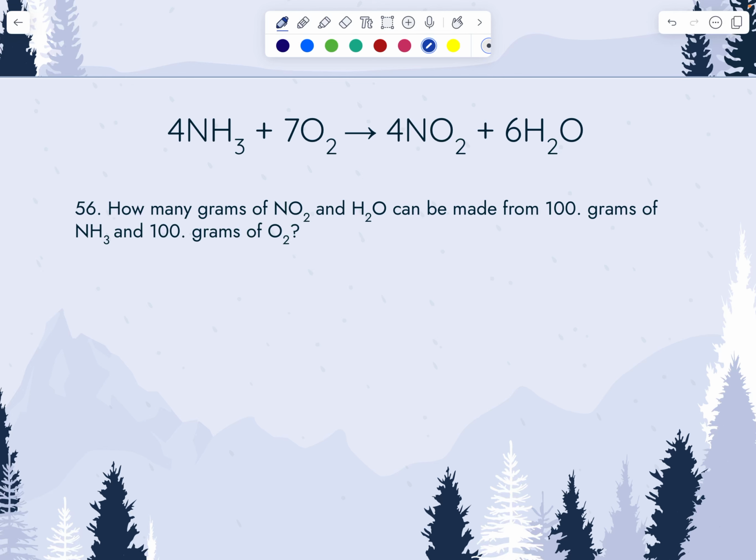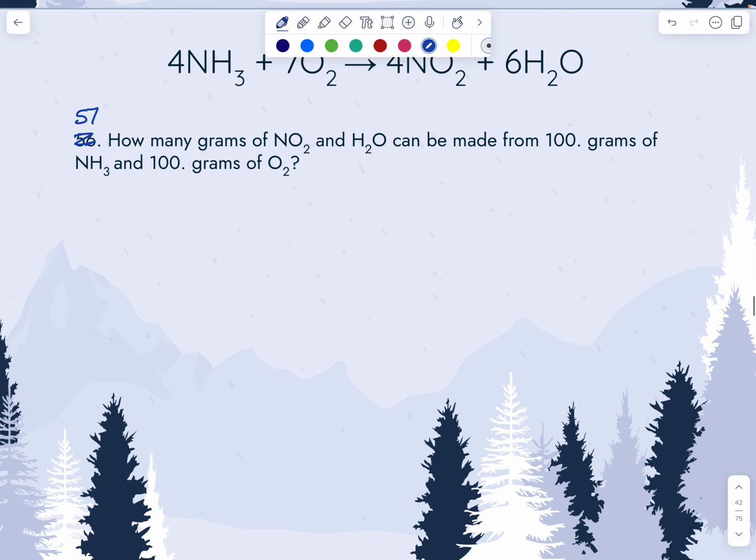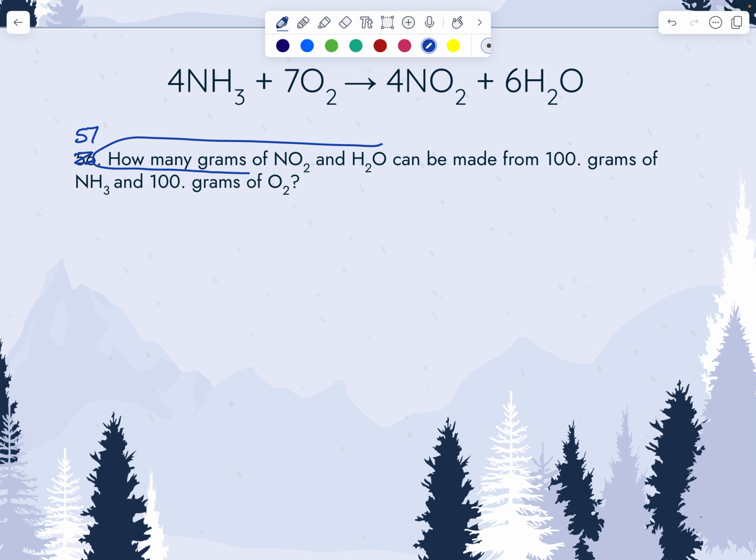Okay, here's number 50. Oh, this is 57 in your packet. It's 4NH3 plus 7O2 yields 4NO2 plus 6H2O. And the question is asking how many grams of nitrogen monoxide and water. So we have to find actually the amount of both products that can be made from 100 grams of NH3 and 100 grams of O2. So first thing I got to do, I got to figure out which one is my limiting reactant.